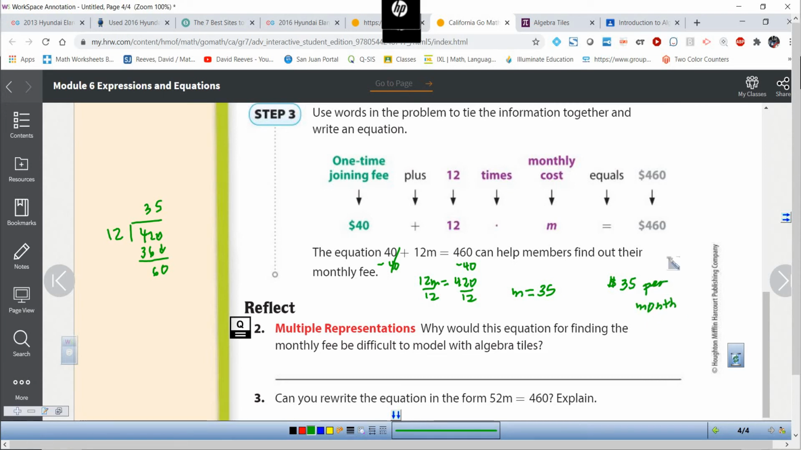So again, just a reminder: that one-time fee, don't attach a variable to it. That recurring cost, that's what's going to have the variable. And then the question simply is, how many times does it recur? Or sometimes they'll make the variable the number of times it recurs, and you'll actually know what the cost is.